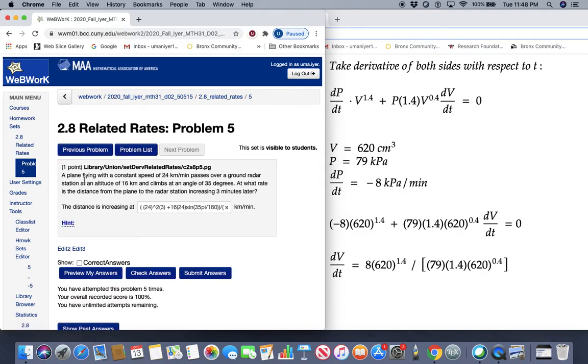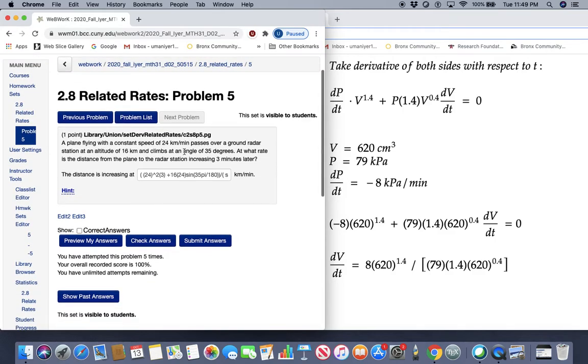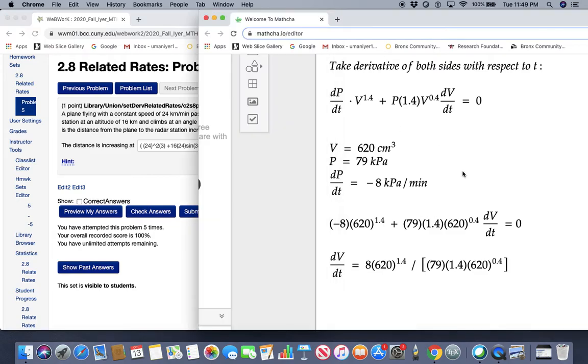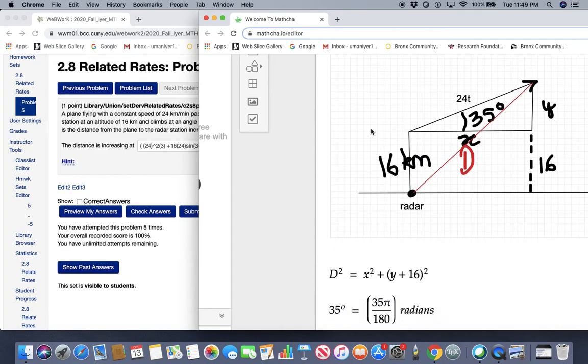Last problem. A plane flying with a constant speed of 24 kilometers per minute passes over a ground radar station at an altitude of 16 kilometers and climbs at an angle of 35 degrees. At what rate is the distance from the plane to the radar station increasing 3 minutes later? This is a rather detailed picture, so let's go through it.